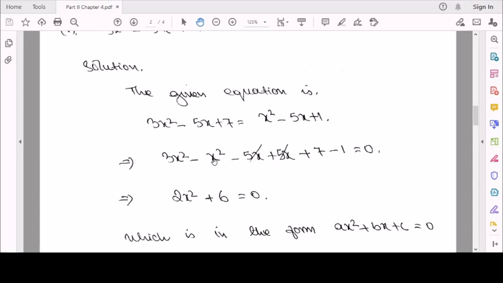The next is minus 5x plus 5x. Plus minus is minus again, but 5x minus 5x is how much? 0. Therefore you can cancel these two terms. The last, you have plus 7 and minus 1. Plus minus is minus, that means 7 minus 1 is 6. Look for the sign which is greater. It is positive. That means you will write plus 6 equal 0.